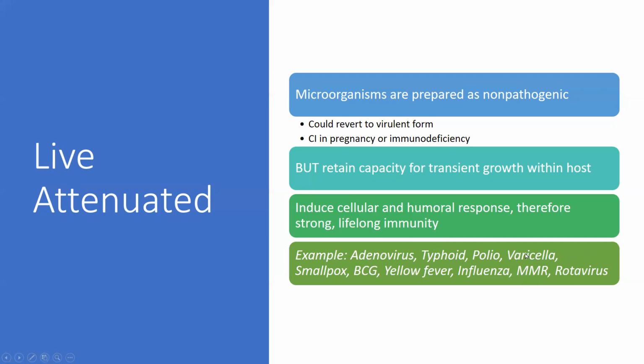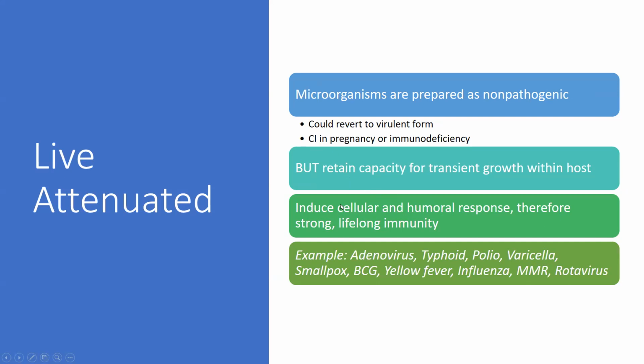With MMR and varicella, these are often frozen, right, to maintain their efficacy and their use. Microorganisms are prepared as non-pathogenic. They could, in rare occasions, revert to their virulent form. That's why it's contraindicated if you're immunodeficient or pregnant for these vaccines, typically.